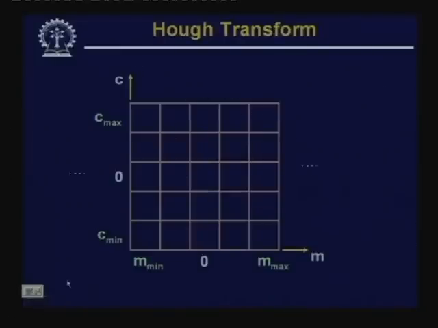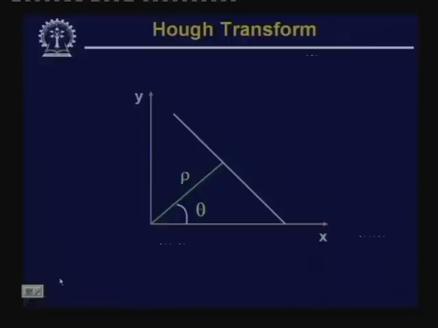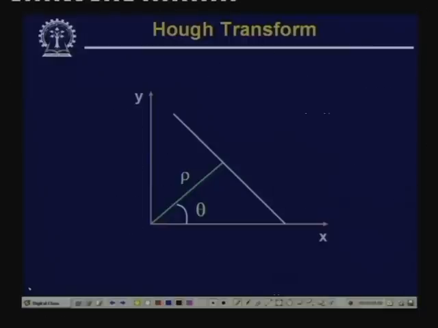The line that we get is something like this. So, here again I have this straight line in the x y plane, but instead of taking the slope intercept form, where the equation was given by y is equal to m x plus c, I take the normal representation where the equation of the straight line is given by rho is equal to x cosine theta plus y sin theta.